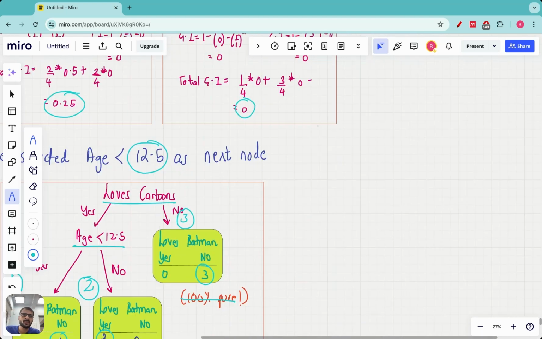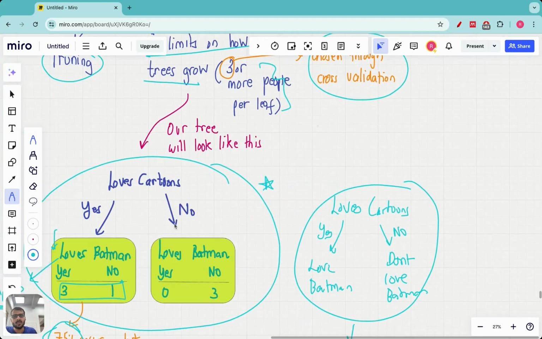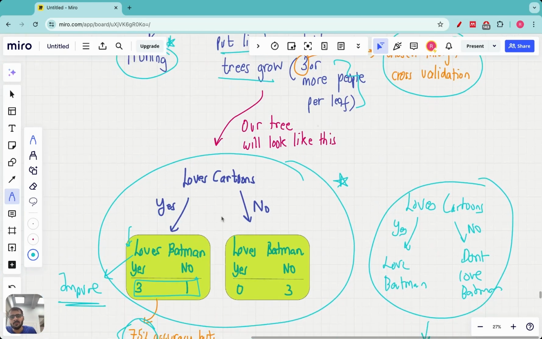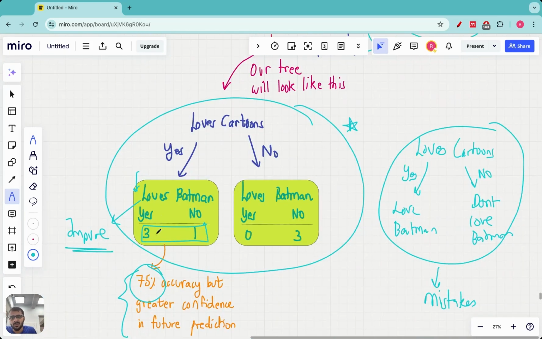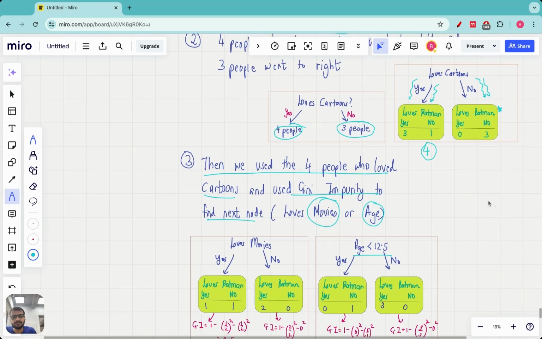If we go ahead with this approach where we put limits on how the tree grows, here we can again look at which category has the highest number, and that will be the answer. So here in the left leaf, the 3 was yes and 1 was no, so the answer was loves Batman. In the right leaf, 3 were no and 0 were yes, so the answer was don't love Batman.